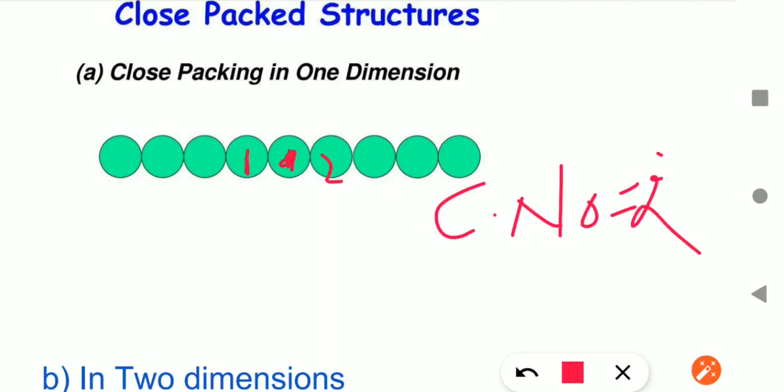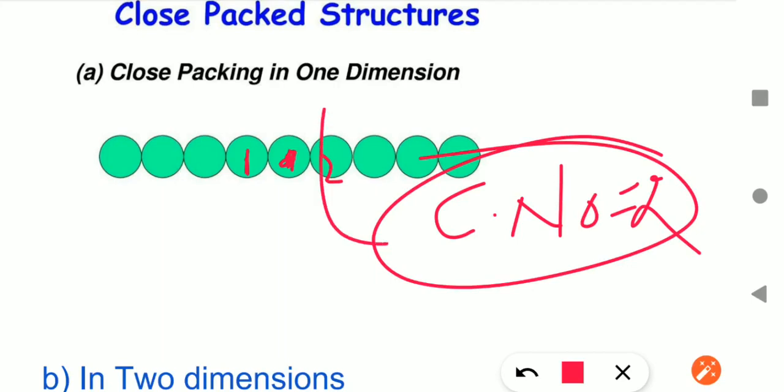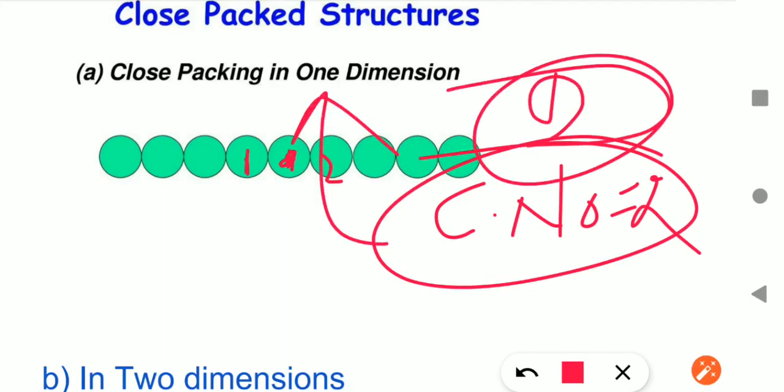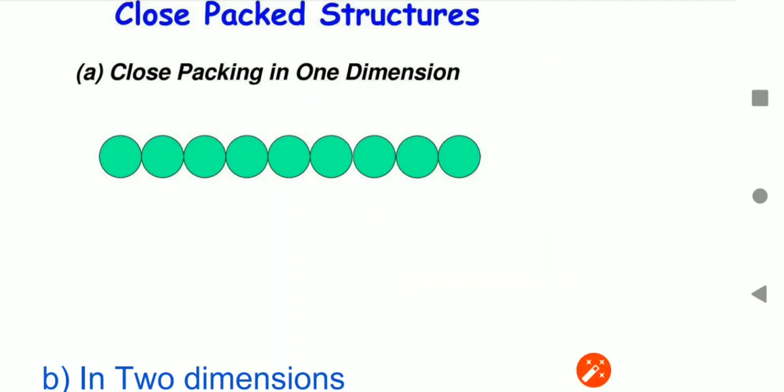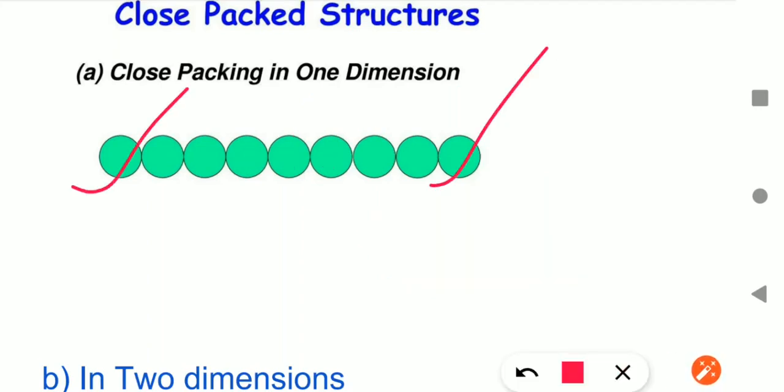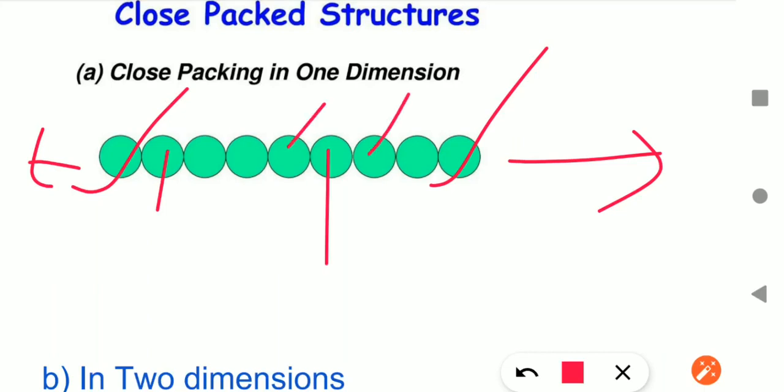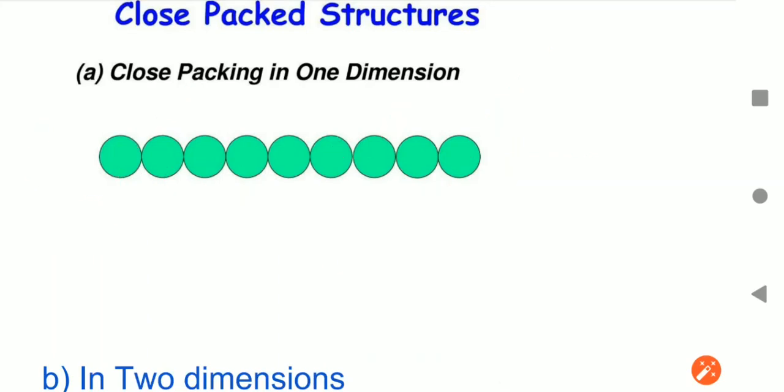So what will be the coordination number in one dimension packing? You will say 2. Is it clear to all? You can check any sphere except the first and last, because some ion will be on this side and some on the other, so again the coordination number will be 2. For example, this one has 1 and 2, so the coordination number is 2.